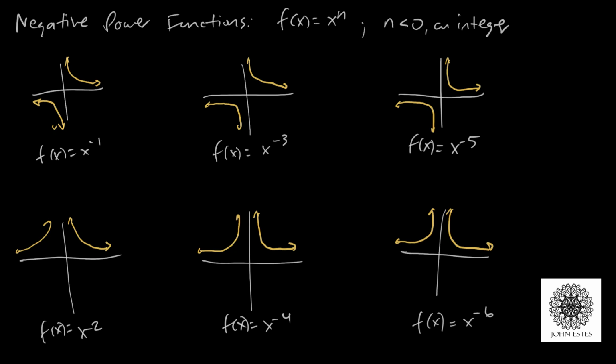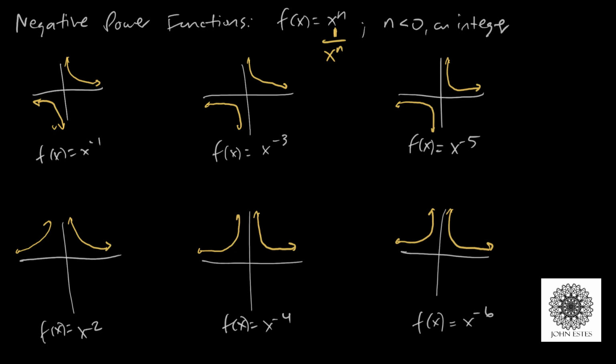Now what does that do to the graph? Well, here you've got to remember a negative integer means x to the n underneath a 1, right? 1 over x to the n. So you can't have 0. X can't be 0 because that becomes an undefined value.